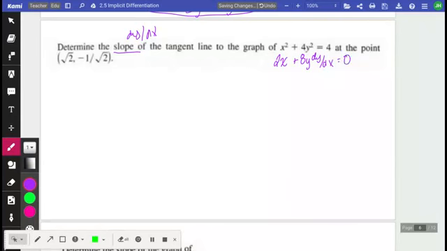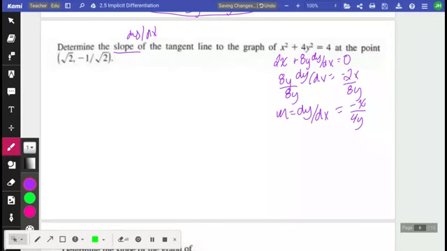So then I want to solve for dy over dx so that I have my slope isolated. So I'll subtract 2x from both sides. So I have 8y dy over dx equals negative 2x. I'll divide both sides by 8y. So I have my slope equation, dy over dx, is equal to negative x over 4y. I simplified the 2 and the 8. Okay, so that is our slope.